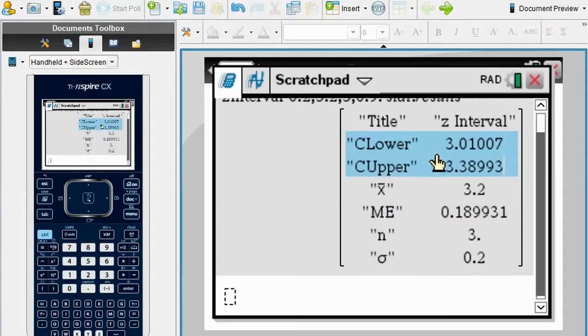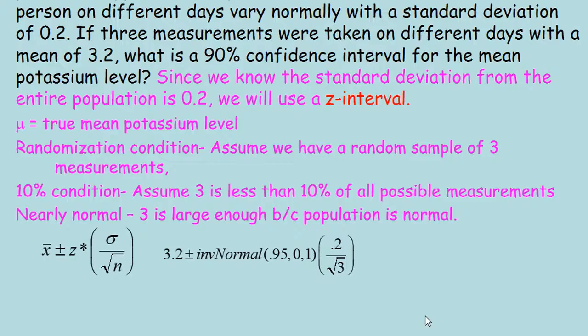And you can just copy that. The interval goes from 3.01 to 3.39. So copy that on your paper. We'll practice it again. So 3.01 to 3.39. Make sure you round correctly on the test. If I ask you for 2 decimal places, just follow directions. So that's how you use the calculator to get your interval.